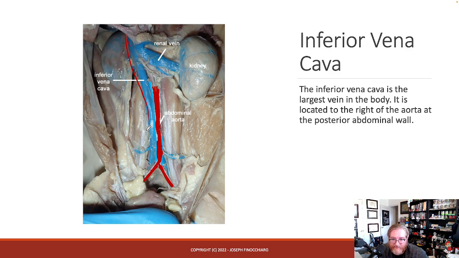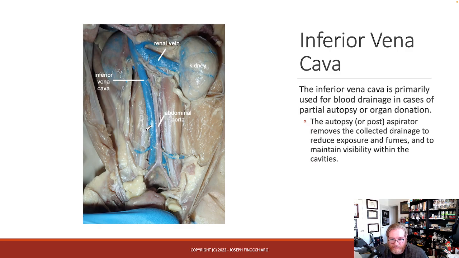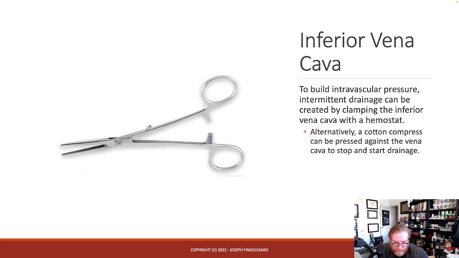So if you have access to this, trust me, you're good. You don't need to insert anything anywhere. The inferior vena cava is primarily used for blood drainage in case of partial autopsy or organ donation. And then again, autopsy protocols are going to apply. You're going to have to use an autopsy aspirator, running water. Your ventilation in the room should be running at all times.